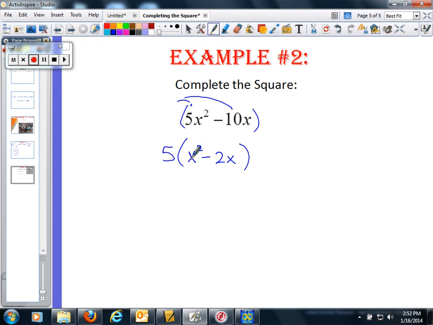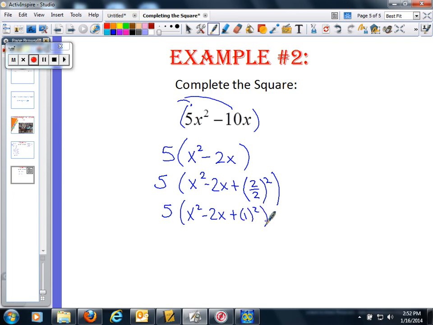So now we're going to square what's on the inside. Alright? So we still have our 5. This becomes x squared minus 2x plus (2 divided by 2) squared. 5 times x squared minus 2x plus, that's 1 squared. This is going to be 5 times (x squared minus 2x plus 1). Okay?